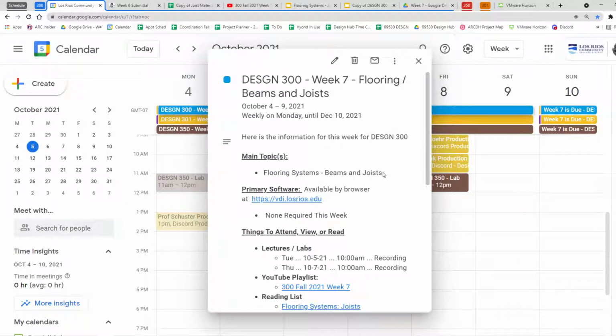We're working on flooring systems again, but this time it's beams and joists instead of slab on grade. So it's interesting. We'll have been through almost half of the semester, and we've gotten through the floor of the building. So then we'll have walls, windows, and doors, and roofing left to do, and then we'll be on to some individualized projects. But we're doing flooring systems. We're concentrating on beams and joists.